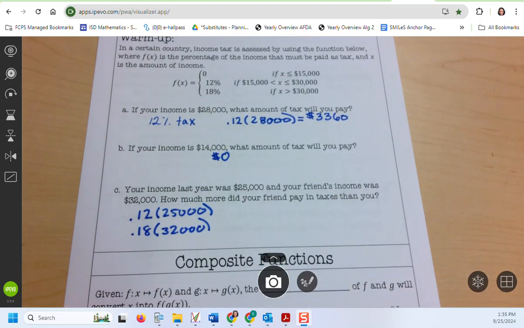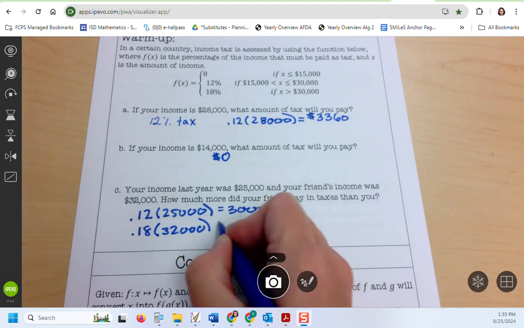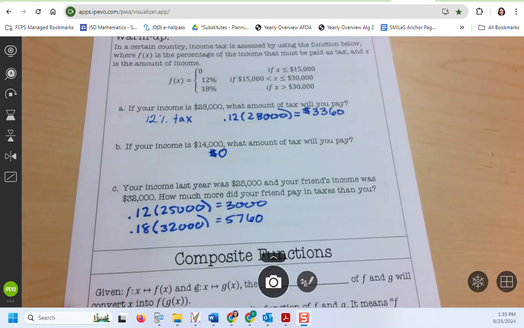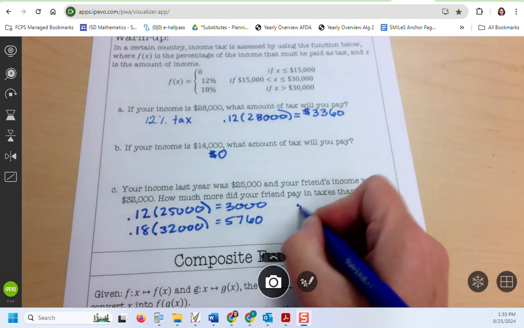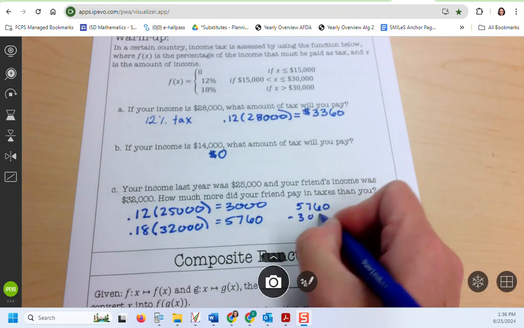So I got 3,000 and 5,760. Did you guys get those numbers? And to find how much more my friend paid, I just do what? Just subtract, yep. Remember in IB they ask you to show every step, so you want to show that step too?